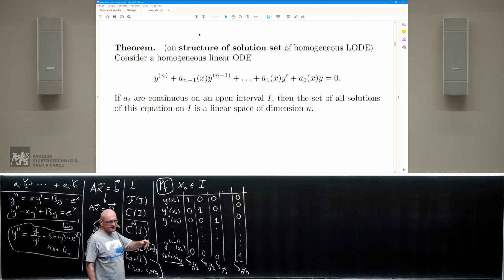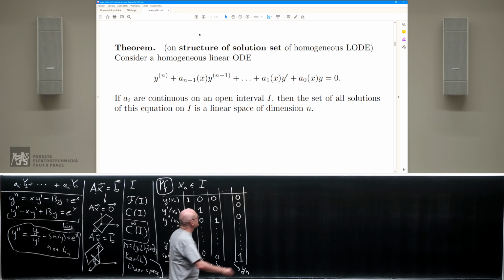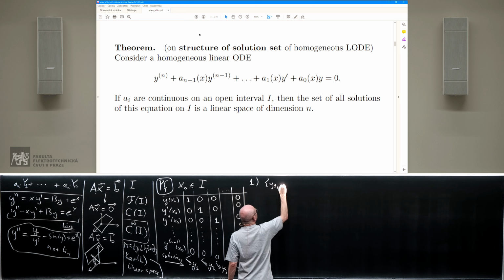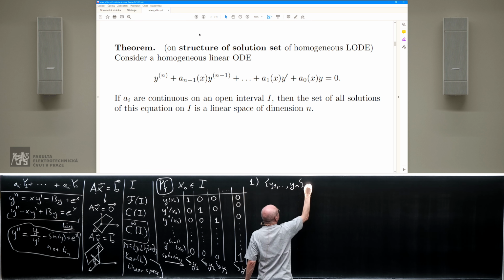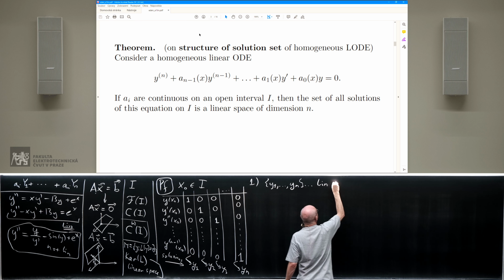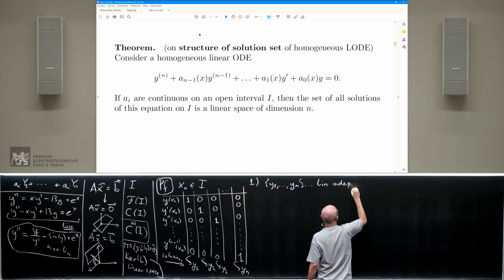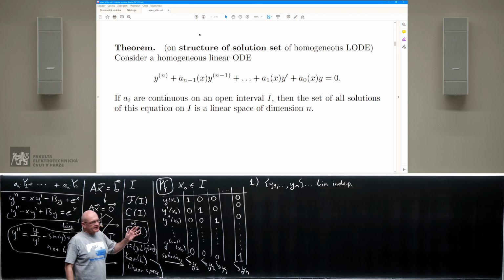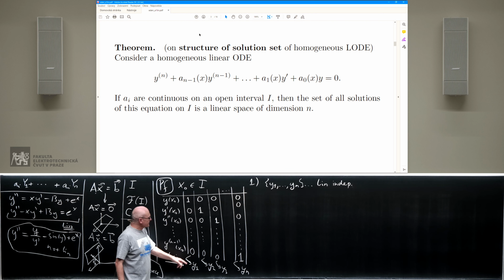But I'm claiming that actually something more is true. I'm claiming that these solutions are linearly independent as functions. So that's claim number 1. The set y1 through yn is linearly independent. How do I prove it? Well, it will be easier if I do almost a proof. Let me start with the idea.